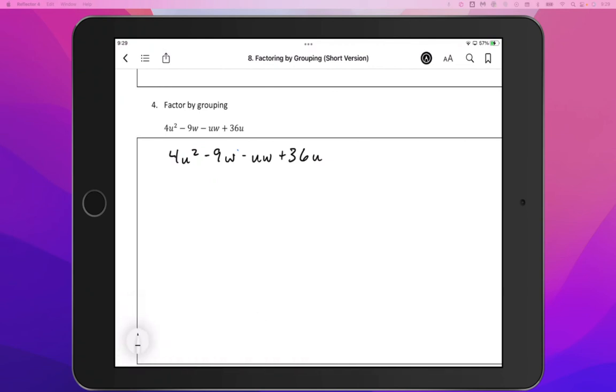And so I think the 9 will go well with the 36. And the uw will go well with the 4u squared. So 4u to the power of 2 minus uw minus 9w plus 36. And again, there are multiple ways you could arrange these to make it so you have something to divide out. It doesn't really matter. Again, you should get the same thing that Schlegel gets regardless of how you arrange these.